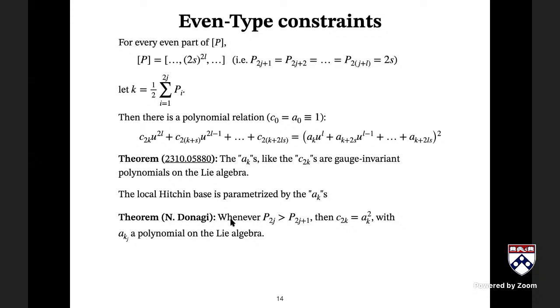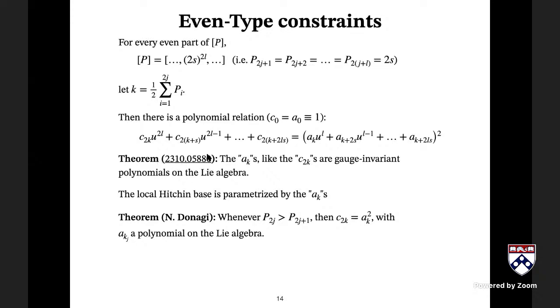And the theorem that will appear sometime soon is that whenever P sub 2j, the 2jth part of this partition, is greater than P sub 2j plus 1, then the corresponding C sub 2k is actually the square of a polynomial on the Lie algebra. It's not just a polynomial, but it's actually the square of a polynomial. And with that, we were able to prove that in many cases, but not all of the ones we needed.